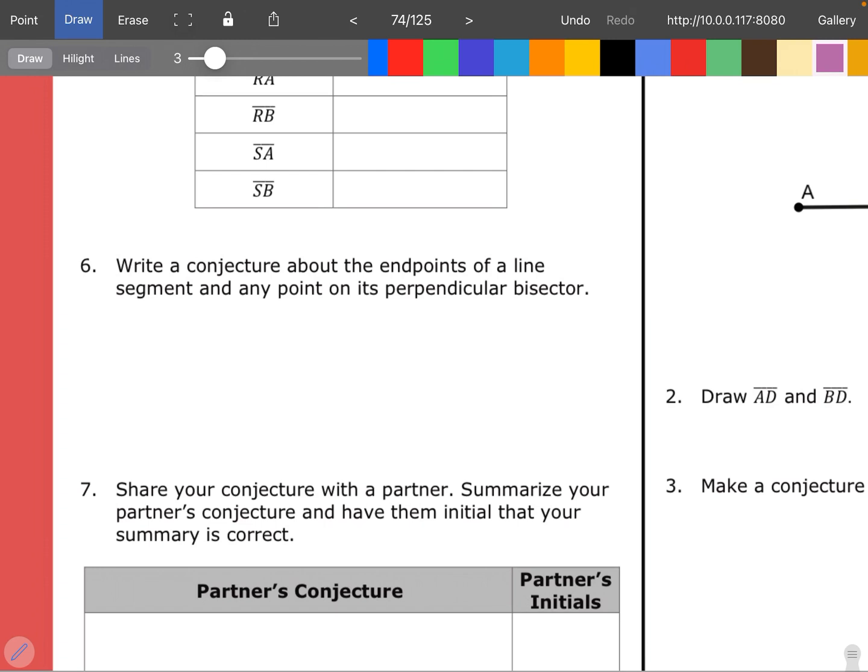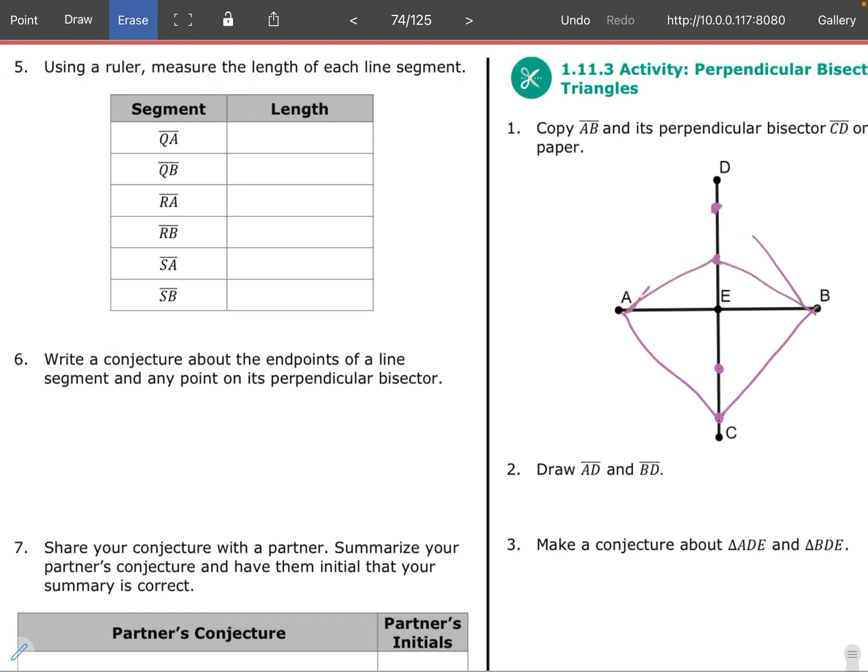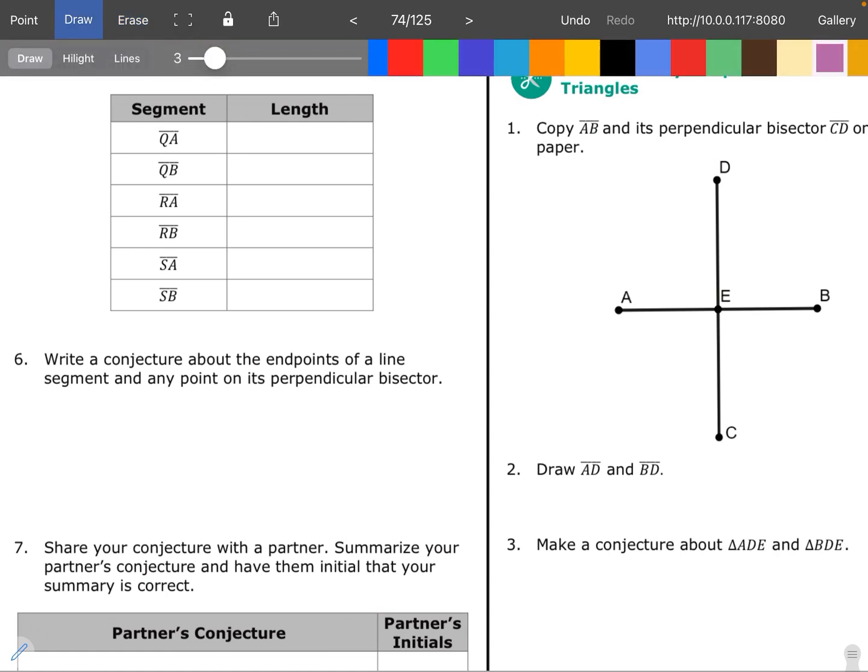It says write a conjecture about the endpoints of a line segment and any point on the perpendicular bisector. So anywhere there's a point on the perpendicular bisector, I'm going to use this just as an illustration. Don't write in your book yet. Anywhere that there's a point over here, I can make the assumption that if I were to draw a line from endpoint to endpoint, it's going to be equal to each other. Endpoint to endpoint, endpoint to endpoint, those are going to be equal to each other. So the distance will be the same to each endpoint.